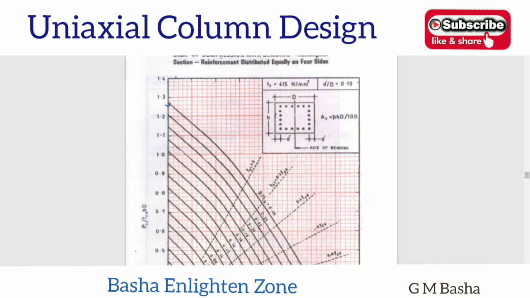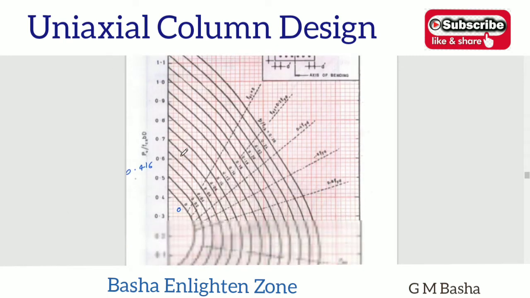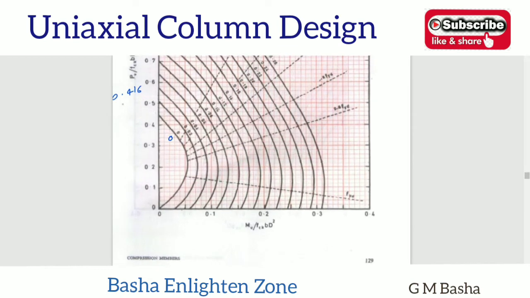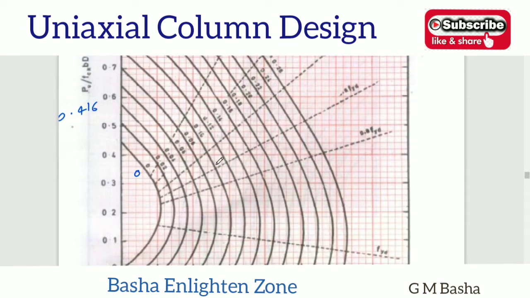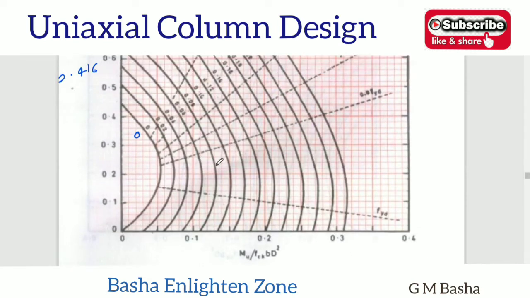See here. So what is your Pu by FCK D value? That one will be equal to 0.416, and your Mu value, so I am zooming this one. See here, 0.138.